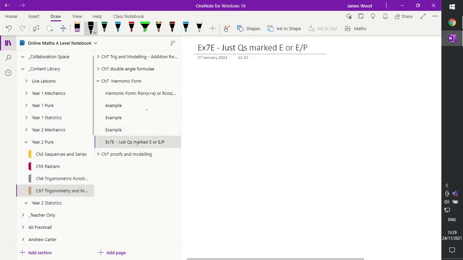You should now be able to do exercise 7e, and this is also a technique that we'll come back to next lesson when we look at modelling real-life situations of trig as well. But you should now be able to do 7e. I'd recommend you do the questions marked with an E for exam.